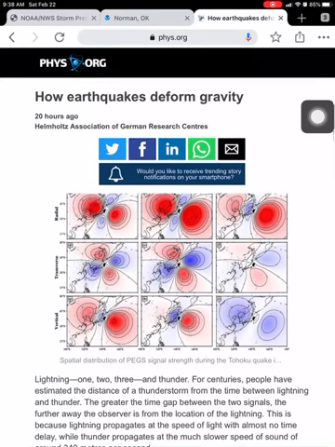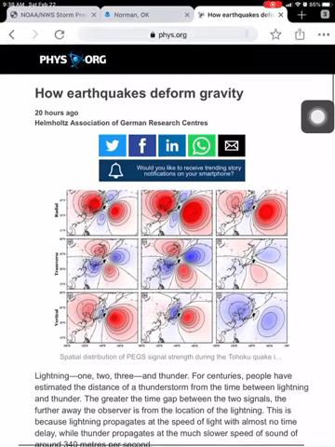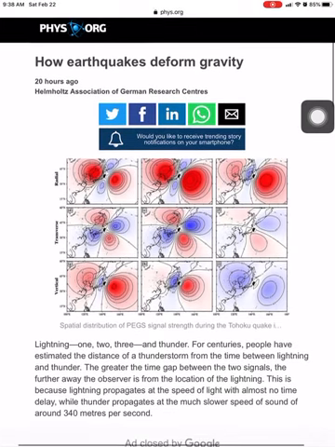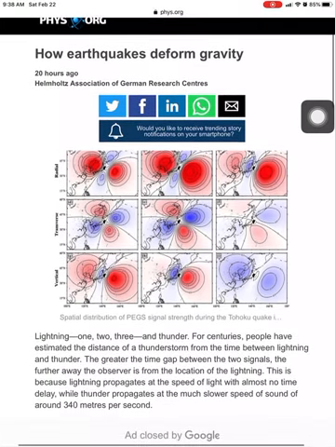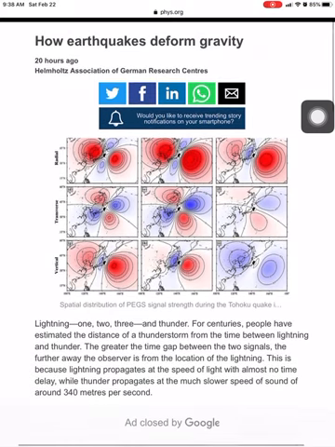Hey, this is Nicholas. I got a really good article you guys are gonna like. It's gonna explain basically what we've been talking about this whole time: transfer of energy, pre-seismic precursors to big earthquakes and stuff like that that we see in the Blot echo, the TEC data. They're finally realizing what we've known for a while. So here we go. How earthquakes deform gravity.